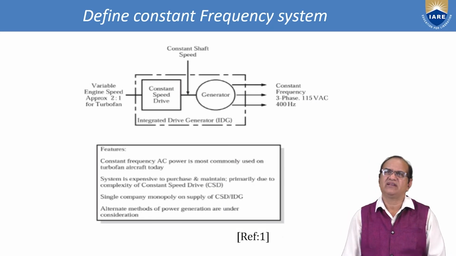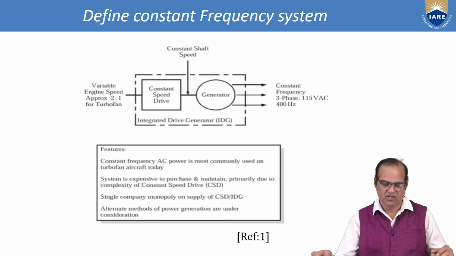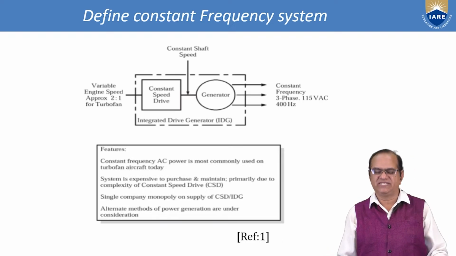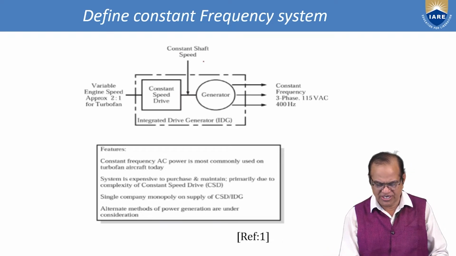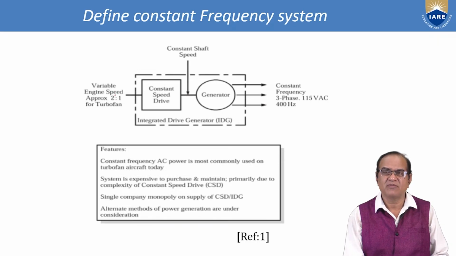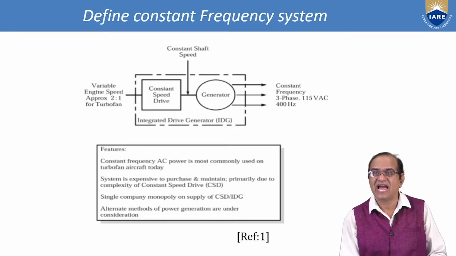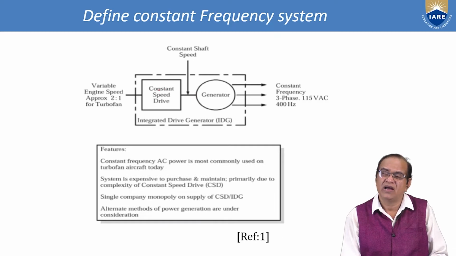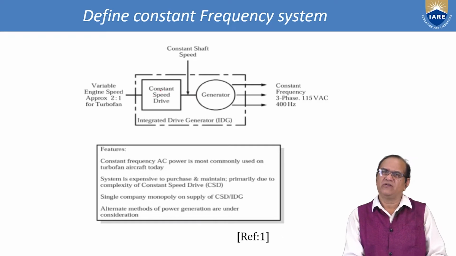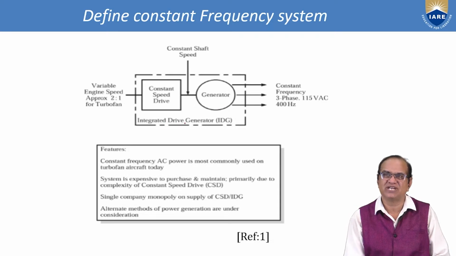Next is the defined constant frequency system. So what is the constant frequency system and how is it defined? Here we have the IDG. Here constant shaft speed is being achieved, while the engine speed is variable. Normally engine speed will vary as per the load and all. Here we have the constant speed drive. The combination of these 2 equipments, the constant speed drive and the generator, is called the integrated drive generator.